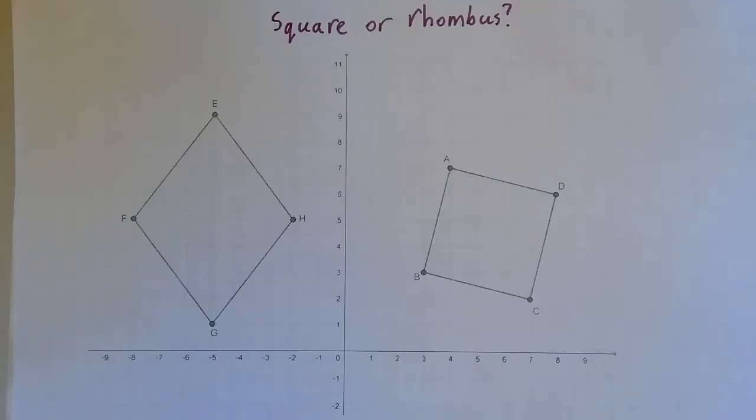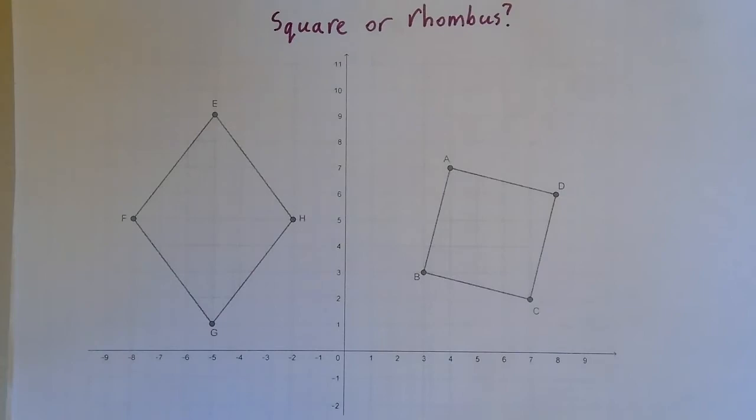One of the difficulties I'm seeing this year is that when you're classifying quadrilaterals, some of you are having difficulty telling the difference between a square and a rhombus. So let's take a look at these two quadrilaterals and see if we can determine if they're squares or if they're rhombi or if they're neither.